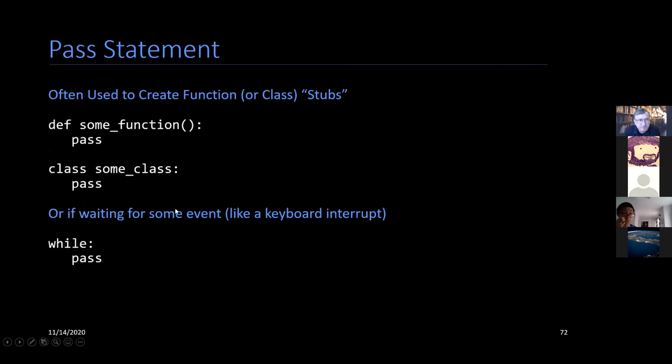Here's the example. I define a function, but I'm not ready to implement it. I can put the pass instruction there, and then Python won't complain because now it's considered implemented. And here's the example of while pass. If I want an infinite loop, and then within the loop, I might be checking for an asynchronous event, like a keyboard, a keystroke, or some other asynchronous event.